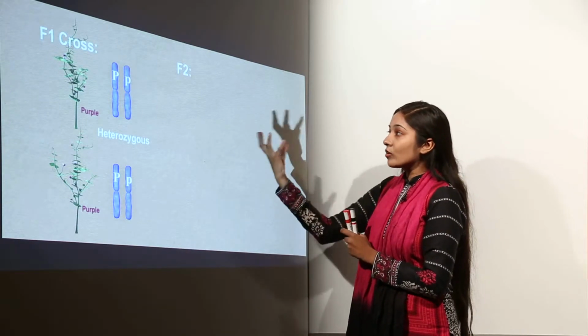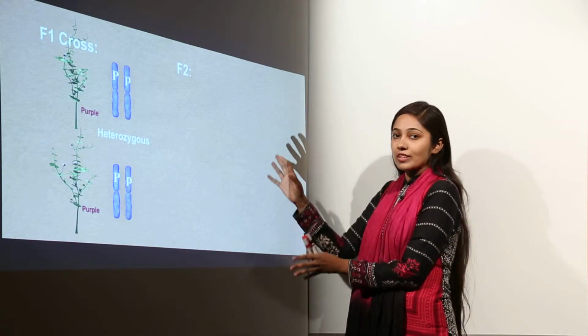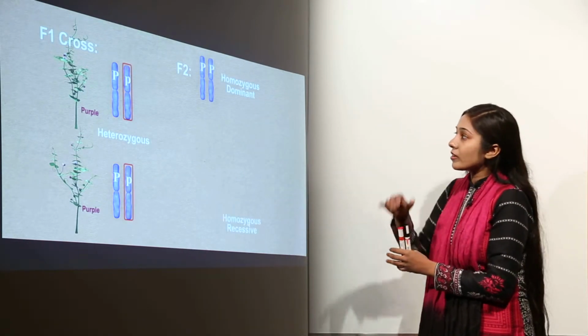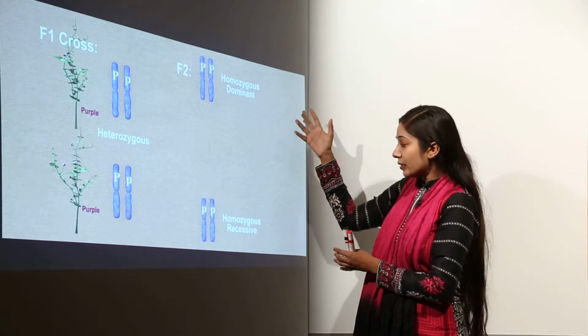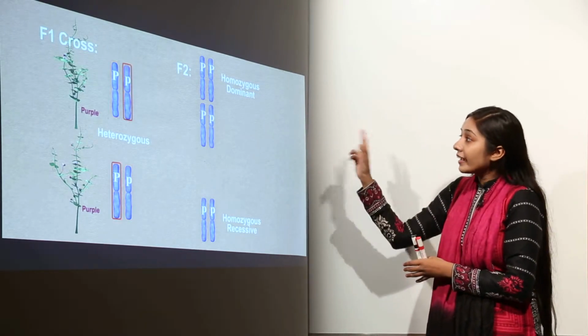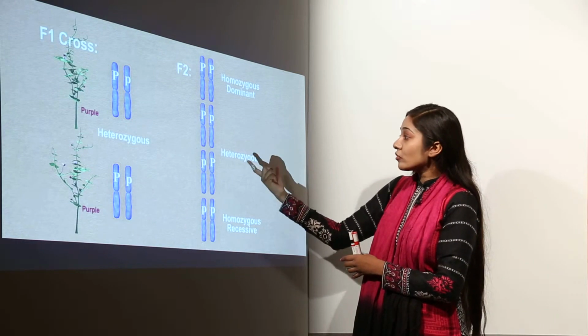We have now heterozygous plants. Both the plants are heterozygous. Now they are not homozygous. They carry different genes. So there are 4 possibilities. The plant can be homozygous dominant. It can be homozygous recessive. It can be again heterozygous.